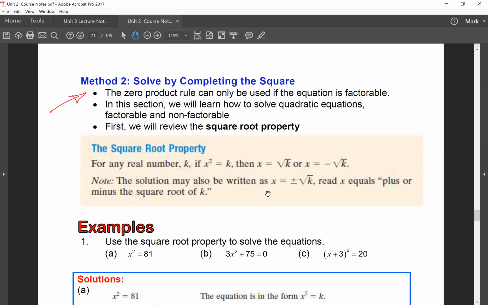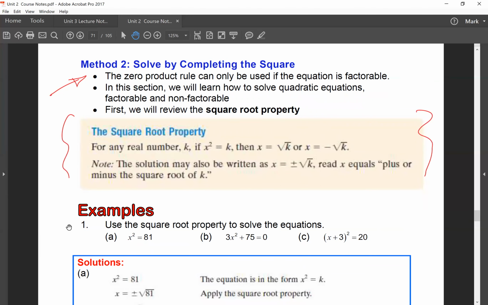So the first property of completing the square, or the first thing we're going to look at, is this concept of the square root property. So you can see the square root property here for any real number. So a real number, not an imaginary number, but a real number. If x squared equals k, then x will equal the square root of k, or negative square root of k. So what does that mean? Or how can I explain that in simple words?